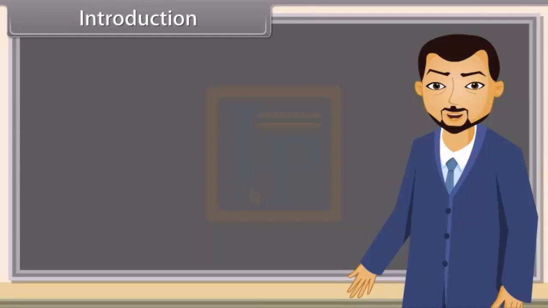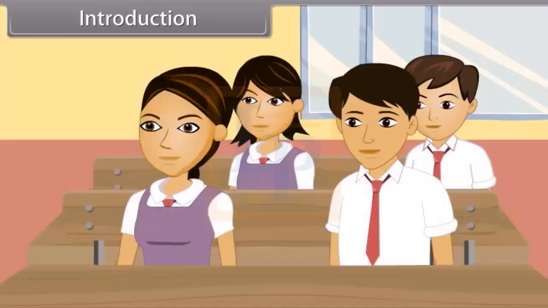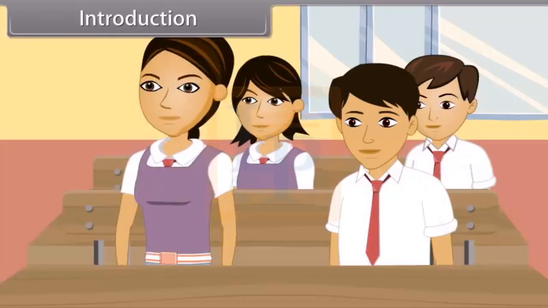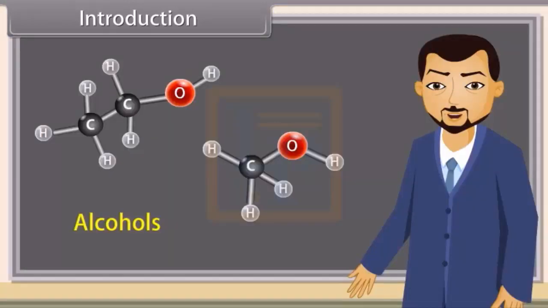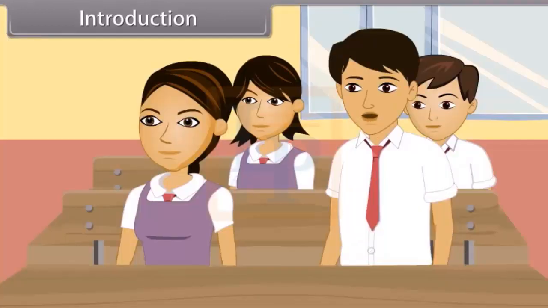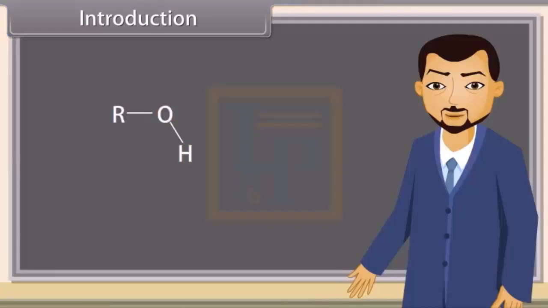Today we will learn about alcohols, phenols and ethers. Sir, what are alcohols? Alcohols are compounds in which one or more hydrogen atoms in an alkane have been replaced by a hydroxyl group. What is a hydroxyl group, teacher? The hydroxyl group is a functional group consisting of a hydrogen atom covalently bonded to an oxygen atom.